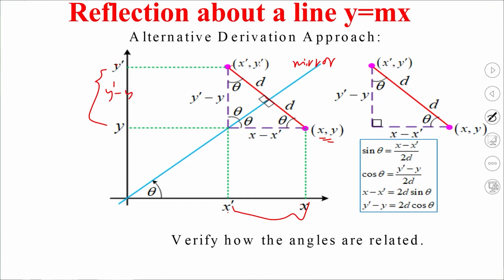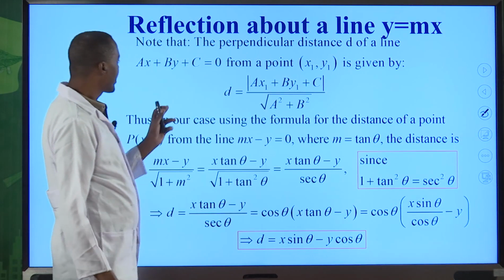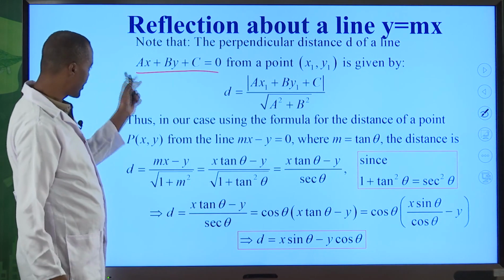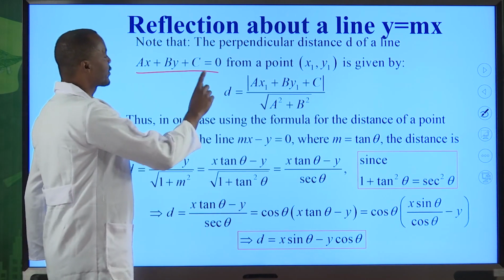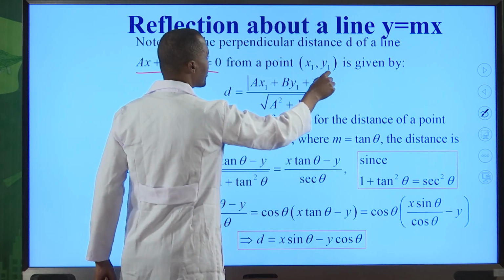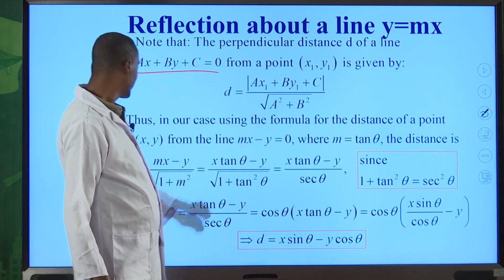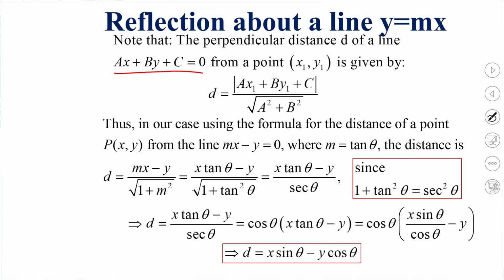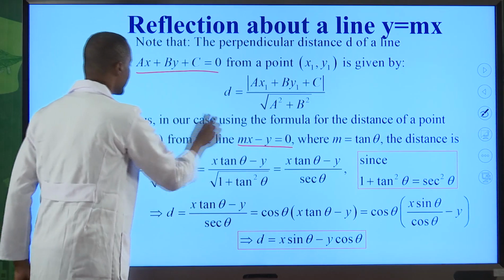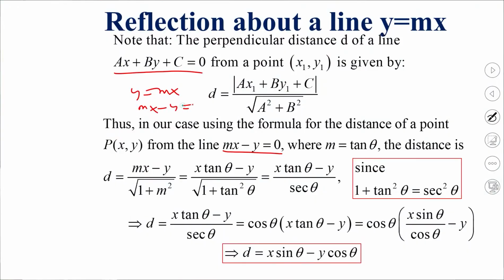And by rearranging and also taking advantage of the formula for the perpendicular distance d of a line, if this is a generalized equation of a line, ax plus by plus c is equal to 0 form. From that line, if you want to find the distance from this line to another point x1 comma y1, it is given by this formula. Thus, in our case, we are using this formula, and therefore, this is written as mx minus y is equal to 0. That is simply coming from y is equal to mx. So it means that mx minus y is equal to 0.